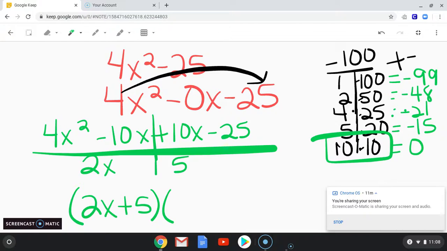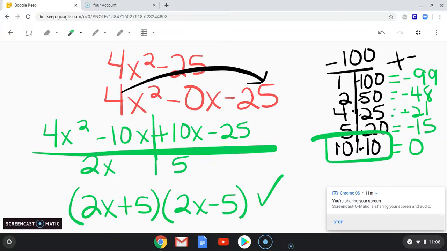4x squared divided by 2x leaves me with 2x. Remember, there will be 1x left over. And negative 10 divided by positive 2 is going to be a negative 5. No x's left over. Check it on the right-hand side. 10 divided by 5 is 2 with 1x left over. And negative 25 divided by 5 is negative 5.